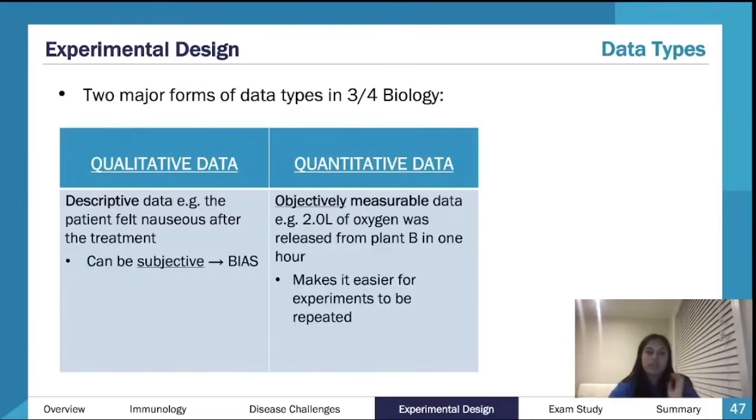Very, very important. Qualitative and quantitative data, I'm sure you've been bored to death of this sort of thing. Qualitative, quality, descriptive words, subjective. Quantitative, more objective, more numerical. Quantitative data is what you sort of aim for. Qualitative is still very helpful, but quantitative is just a little bit more robust.